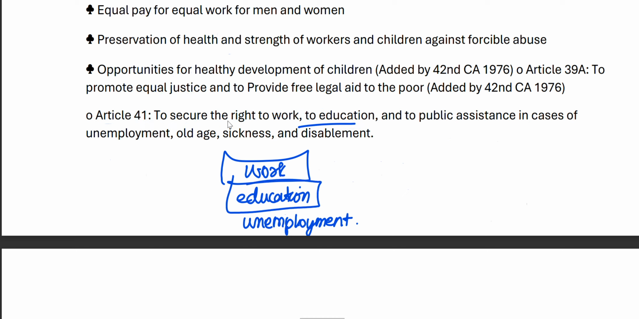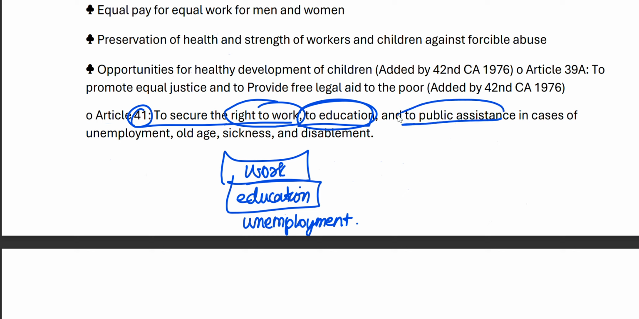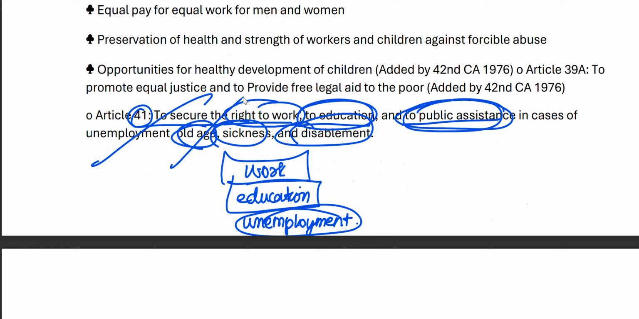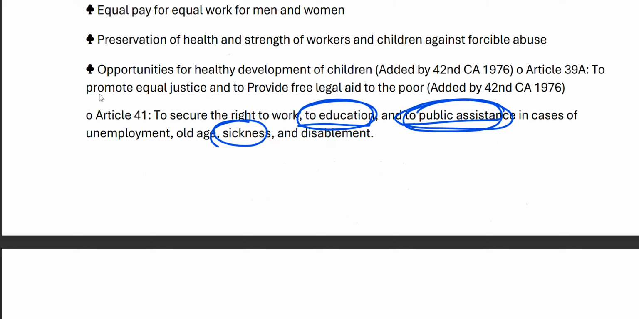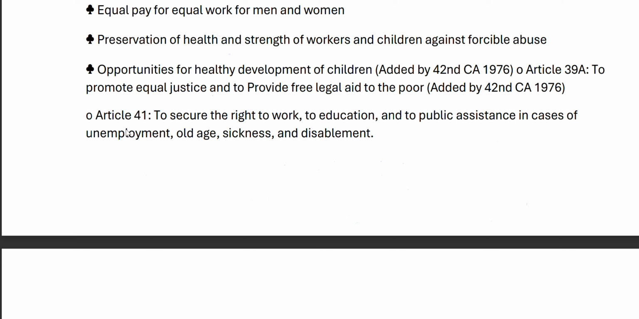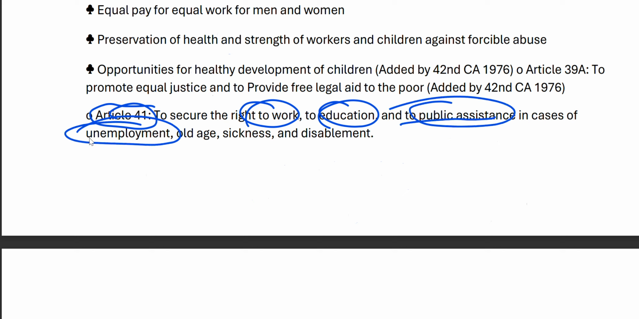Right to work and education is Article 41. We need to secure the right to work and then we need to have the education and public assistance in cases of unemployment and old age, when you are sick or disabled. Unemployment and old age, or they are sick or they are disabled, right? We'll be having the right to work under Article 41. First, for work we need to have an education, and when you are having education you need public assistance in case of unemployment, old age, sickness and disablement.